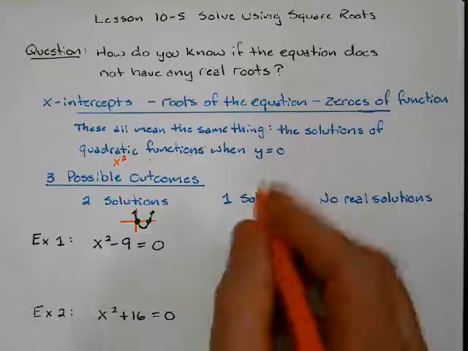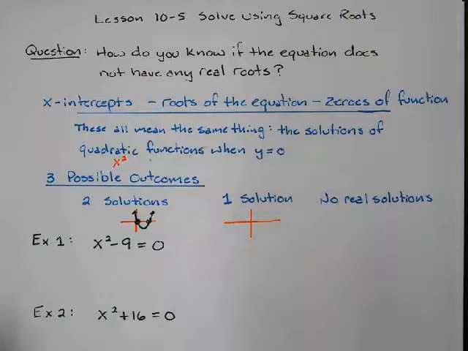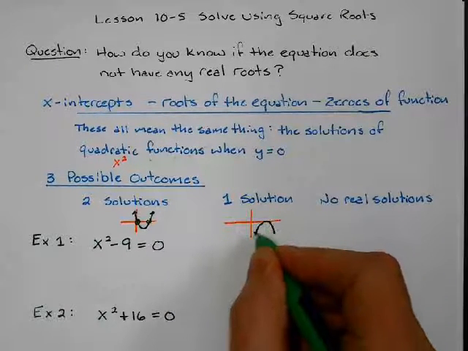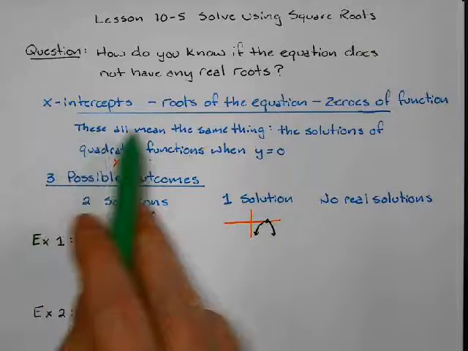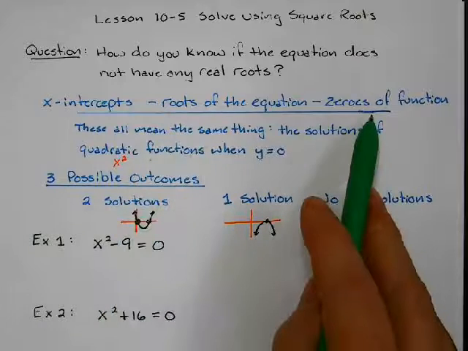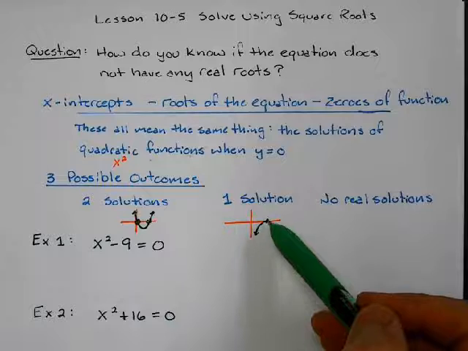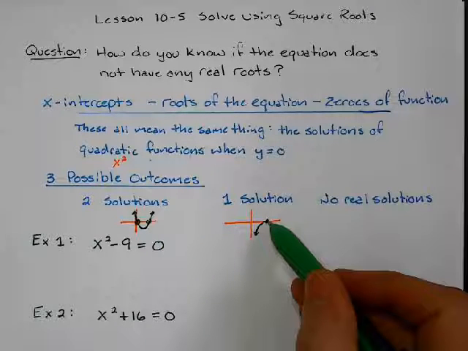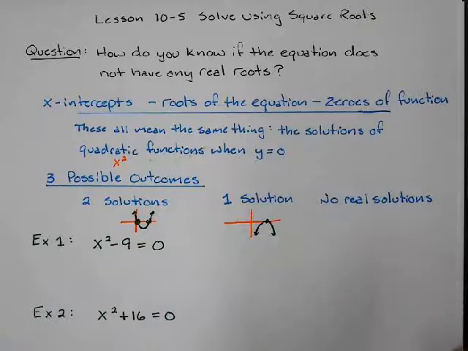All three of these mean the same thing. The other possibility that we mentioned is that it's possible to only get one answer. So if I've got a parabola where the vertex is on the x-axis, I would have only one x-intercept. Well, if I only have one x-intercept, that means there's only one root to the equation, which means there's only one zero of the function, which means there's only one solution. So we can have two solutions. That's when our parabola crosses the x-axis twice. And I can get one solution. That's when our vertex is on our x-axis.